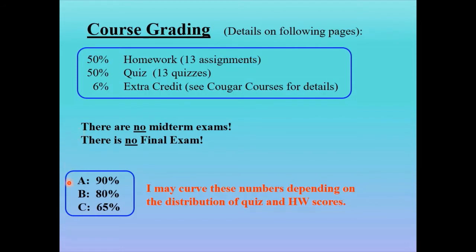The grading scale right now is set to pretty much a standard scale. An A will be earned if you get 90% or more on the homework and quizzes, a B is 80%, and a C is 65%. Now these are not firm. I may lower these requirements somewhat. In other words, I may curve these numbers depending on the distribution of quiz and homework scores, but that probably won't be evident until near the end of the semester. But you can be guaranteed that if you get these scores here, you'll earn at least this good of a grade and possibly better.